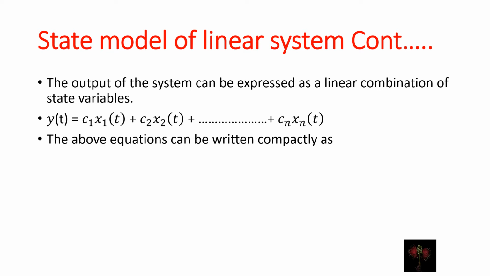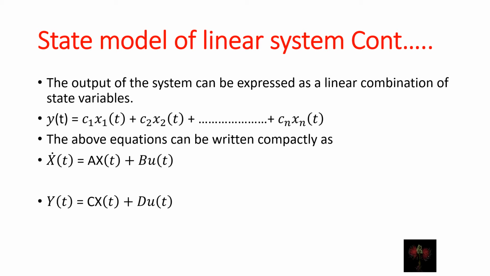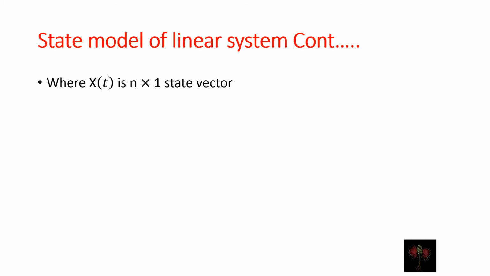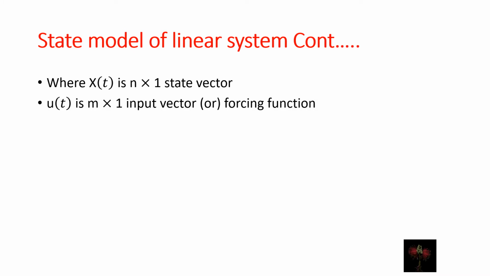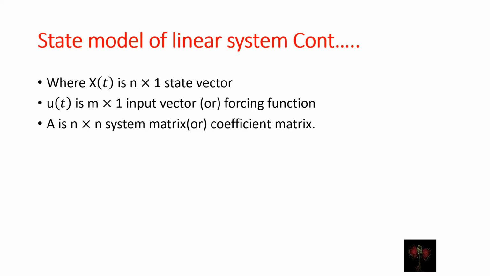The above equations can be written compactly as x dot of t equals A x of t plus B u of t, and y of t equals C x of t plus D u of t, where x of t is the n cross 1 state vector, u of t is the m cross 1 input vector or forcing function, and capital A is the n cross n system matrix or coefficient matrix.